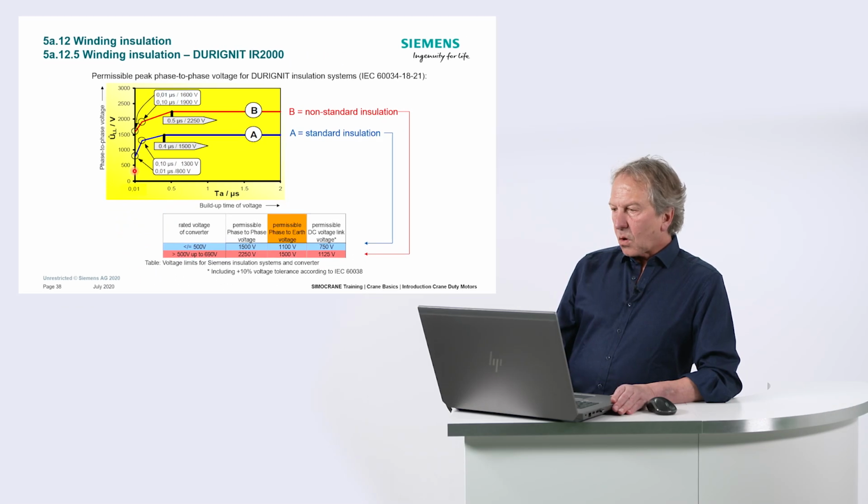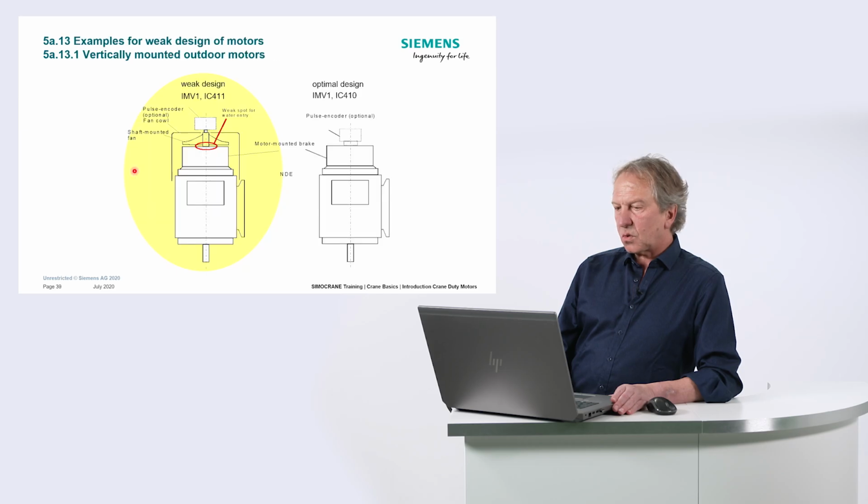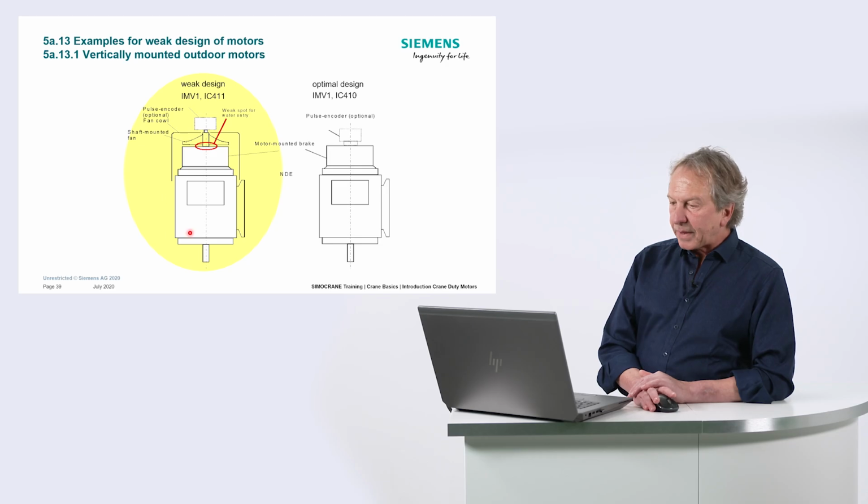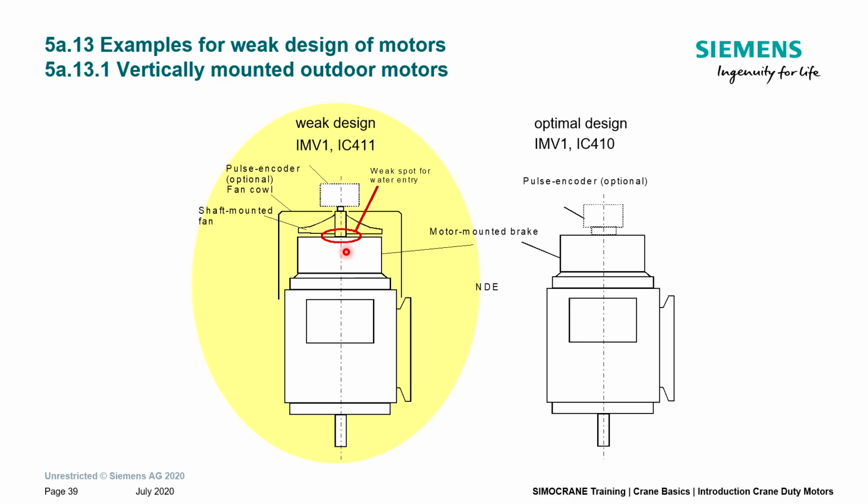Now we come almost to the end with some practical photos which show what is a good installation and what is not so nice. For example, this is a weak design on the left side. I try to explain it: even if the motor has IP55, you see that the impeller is installed here, and at the end there is a hollow shaft encoder. That means when this installation is outdoors, this is a weak point where salt water or rainwater will go through and over time get into the motor.